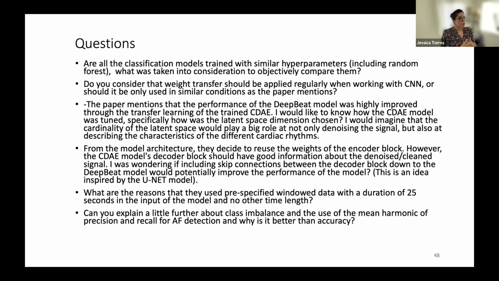Okay, so when we were talking about the convolutional denoising autoencoder, we tuned that to have essentially the lowest mean square error. So we just wanted the error to be the lowest in that data set when it was estimating the true clean signal when you put the noisy signal in.